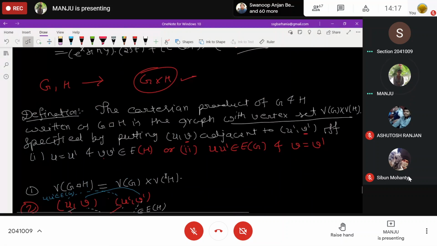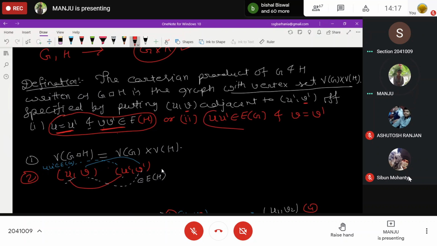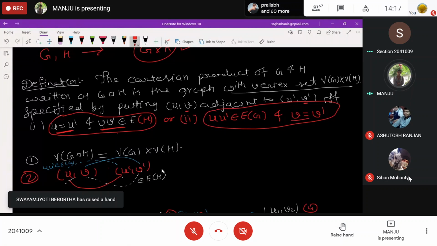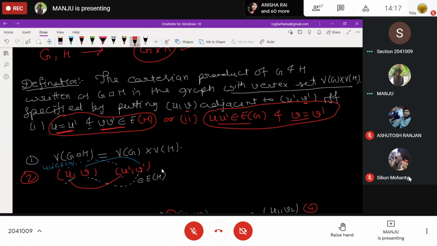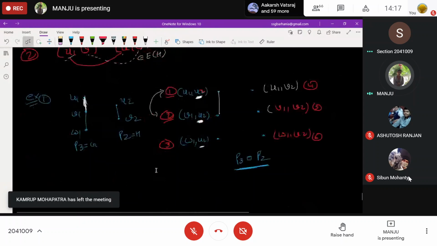Keep in mind, what is the meaning of "and"? Whenever these two conditions hold at a fixed time, then we draw the edge. Whenever this condition and this condition both hold at a time, then we can draw a line. Otherwise we do not draw the edge.